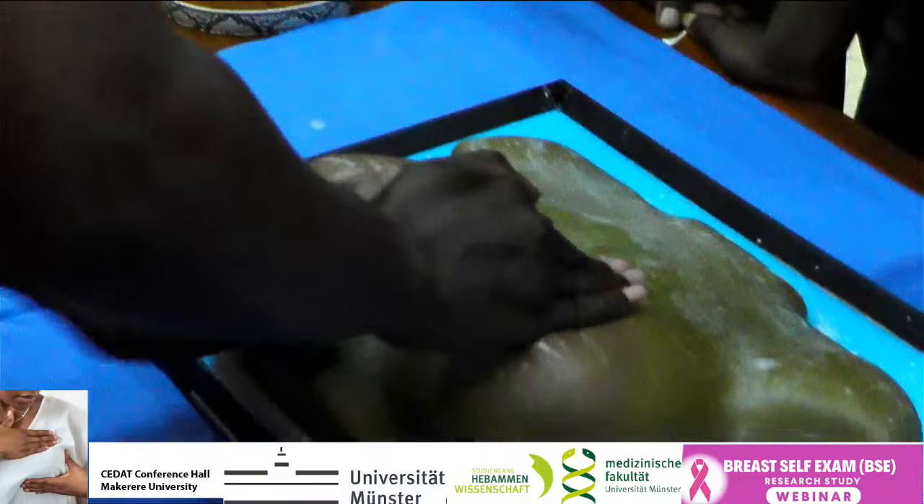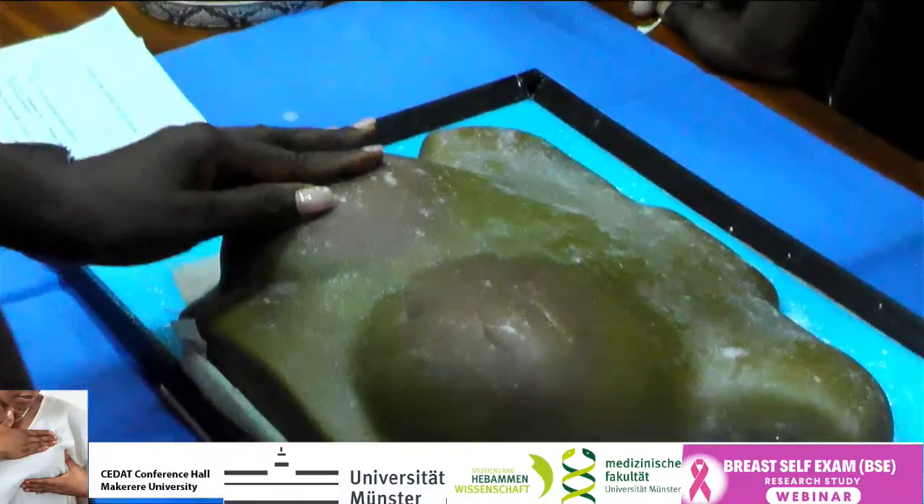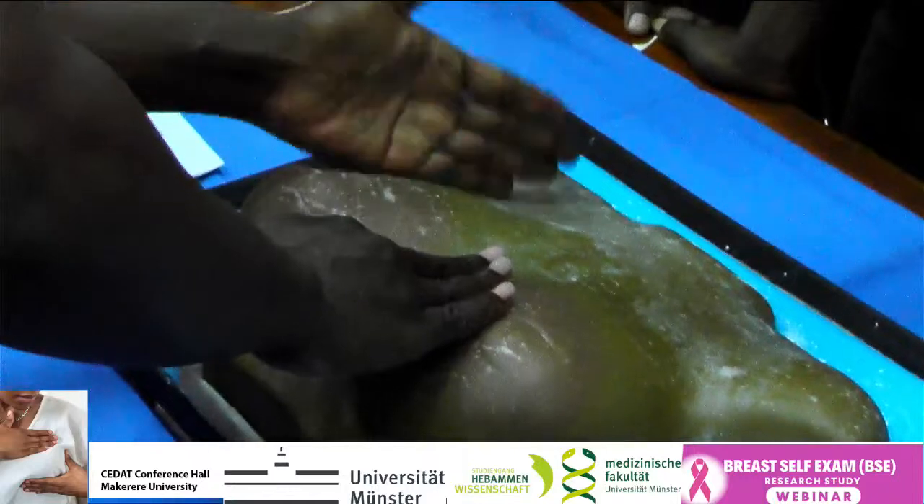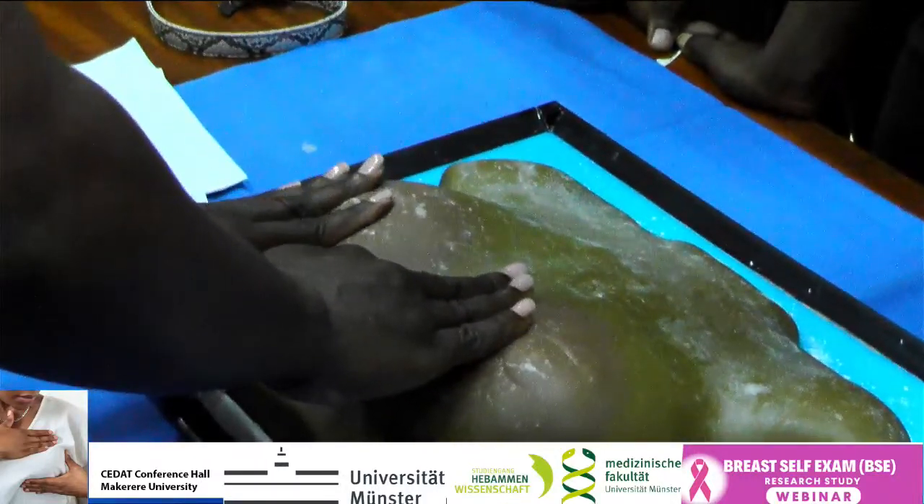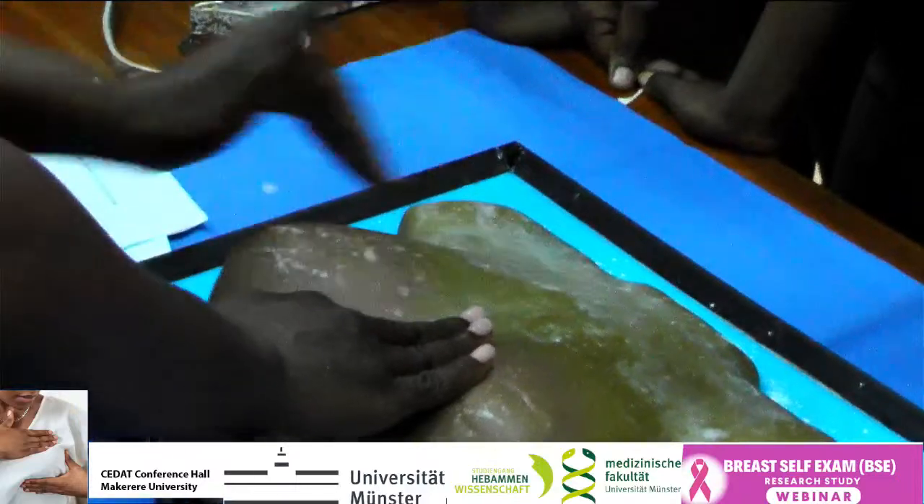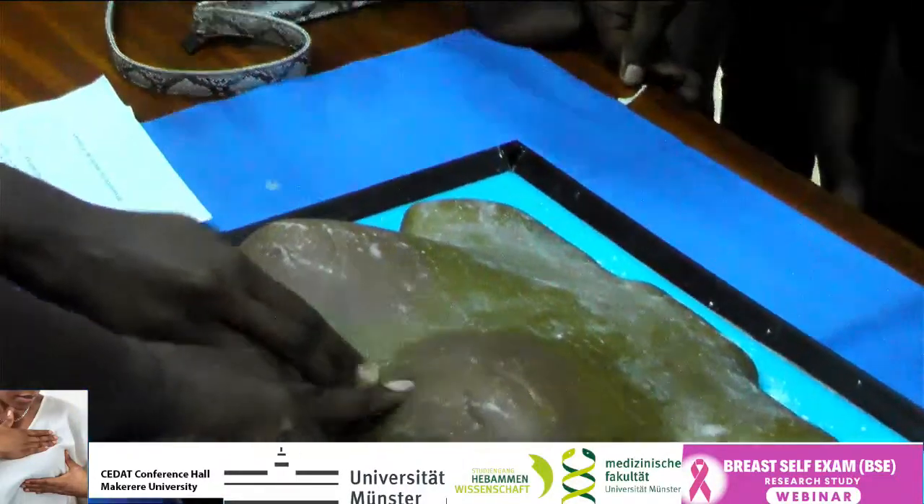So I expected someone to ask me, what about at the nipple? You realize as we were coming down, we also came across the nipple. So when you reach that nipple, this is the time you can press. Then you continue down. That is the linear part of it. So you see what we were talking about?